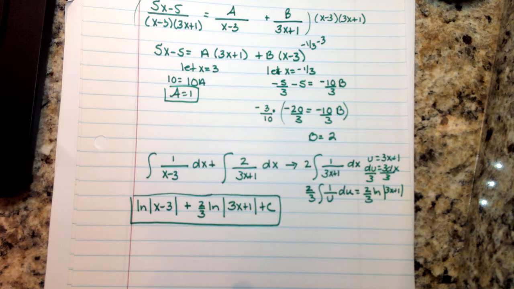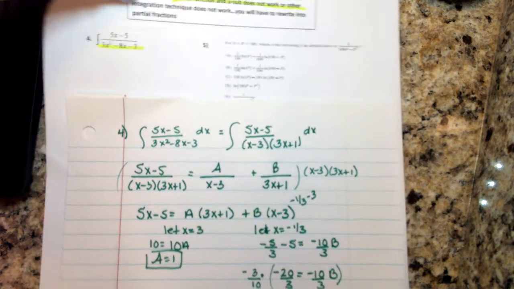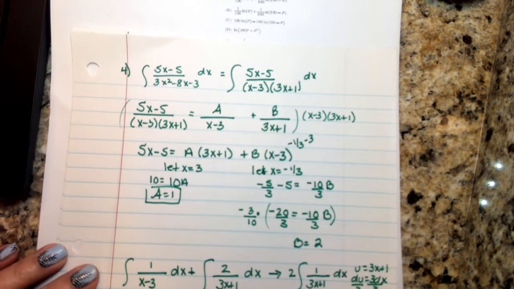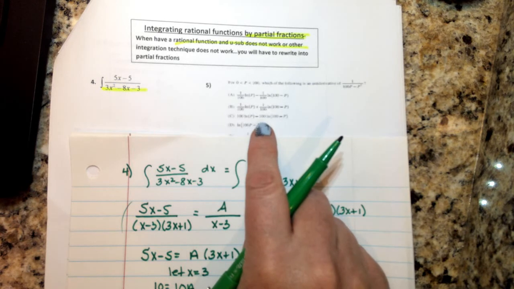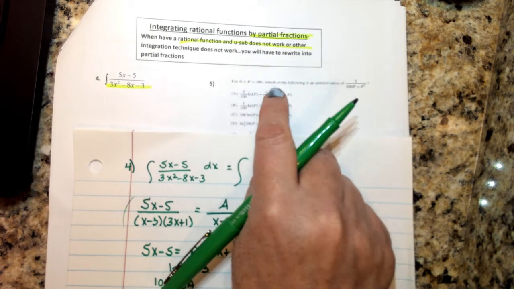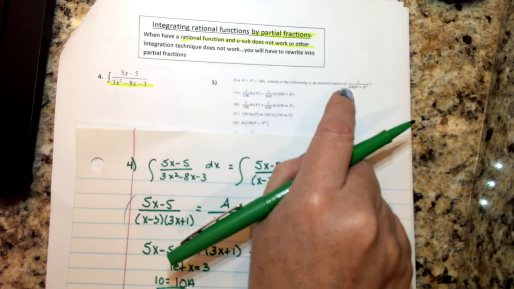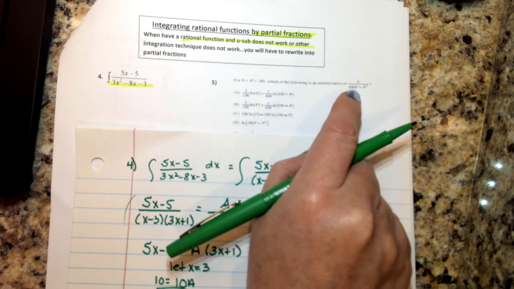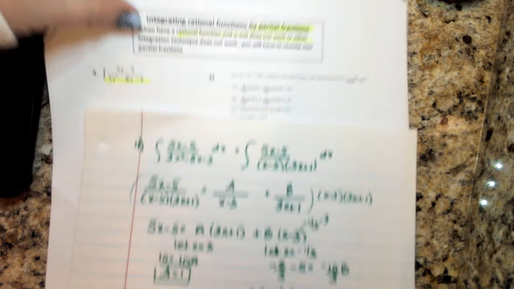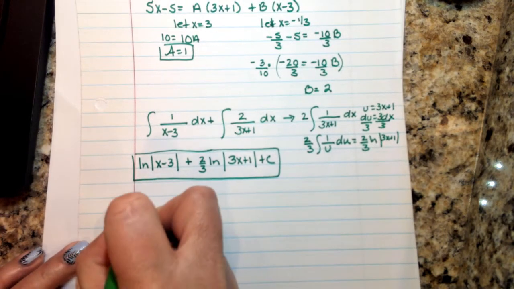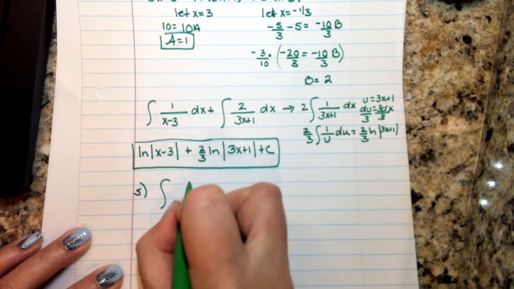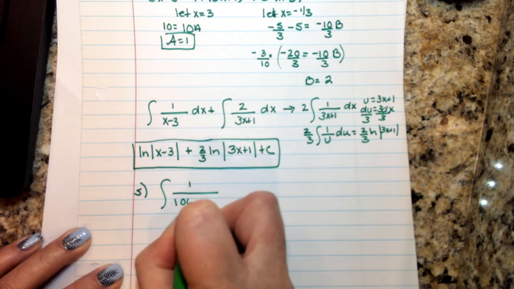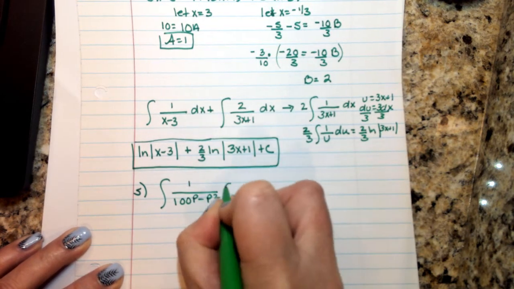So then the next question is another problem where they put a spin on doing this. This was a multiple choice from an AP exam a couple years ago. When p is between 0 and 100, which of the following is an antiderivative of 1 divided by 100p minus p squared? Again, I'm just going to recopy this. So again, they want me to find the antiderivative, so I'm going to have to integrate 1 over 100p minus p squared dp.